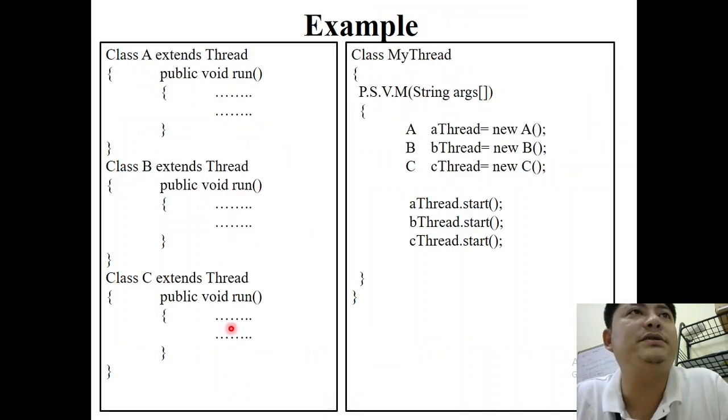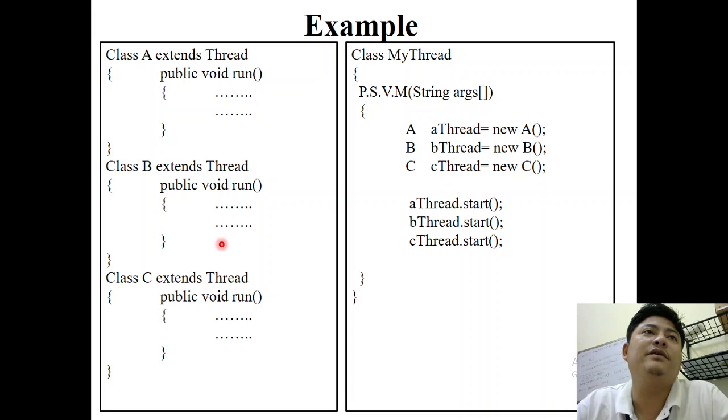So this is an example. In this example, I've created three classes A, B, and C by extending the Thread class and overriding the run method of the Thread class. Now in the main method here, I've created three different threads: A thread, B thread, and C thread. All of these threads will execute in parallel, irrespective of each other. So this is how it works.